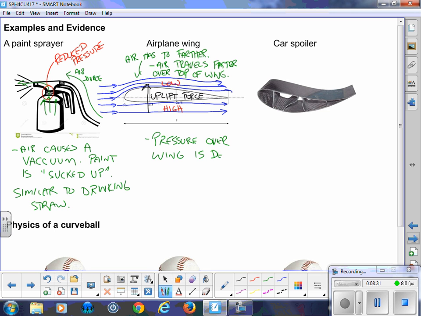is decreased. High pressure underneath. Causes your lift.